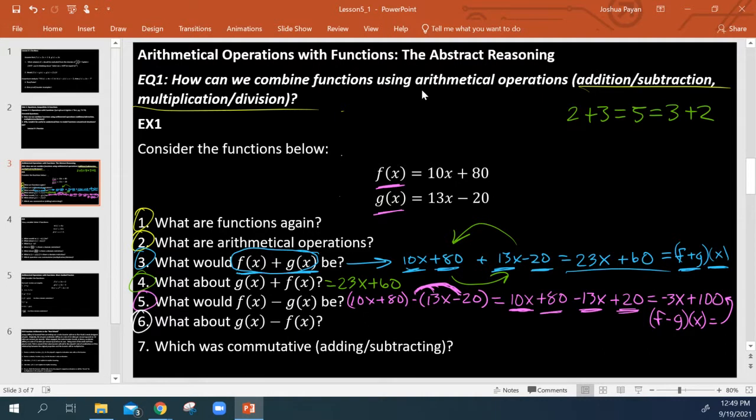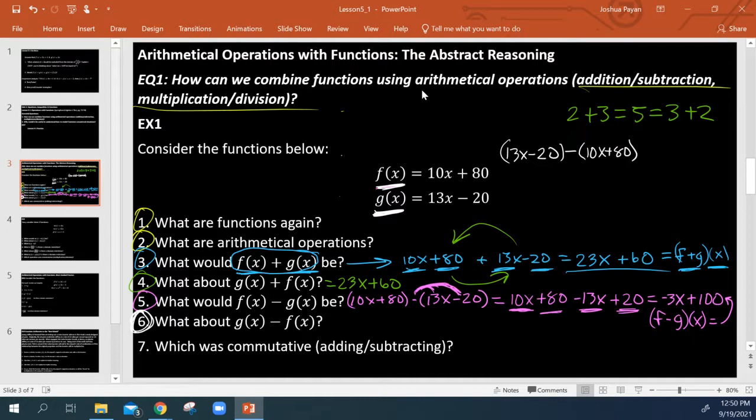Okay, so you'll see what I'm talking about here. Now we're doing it the other way around. So g of x, 13x minus 20, that's g of x. We're doing number 6 here. Minus f of x. So that would be 10x plus 80, right?